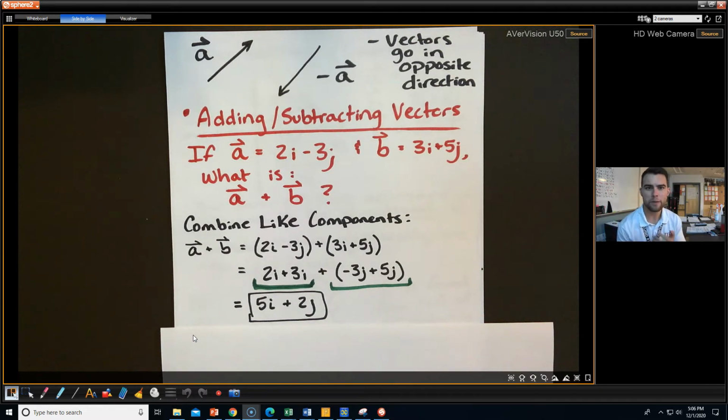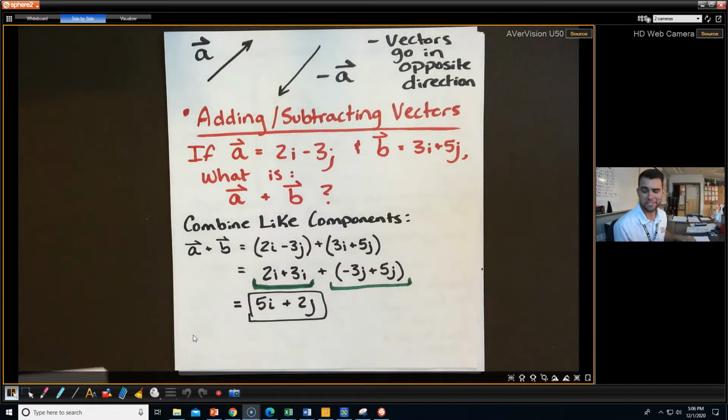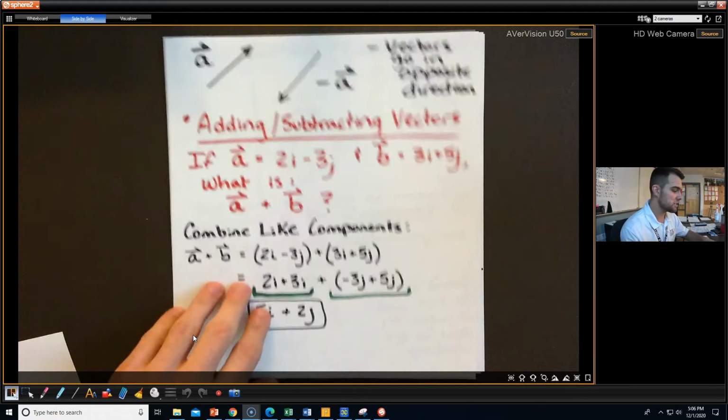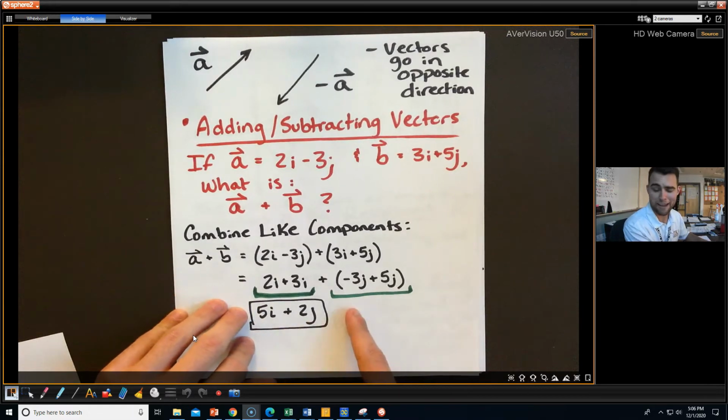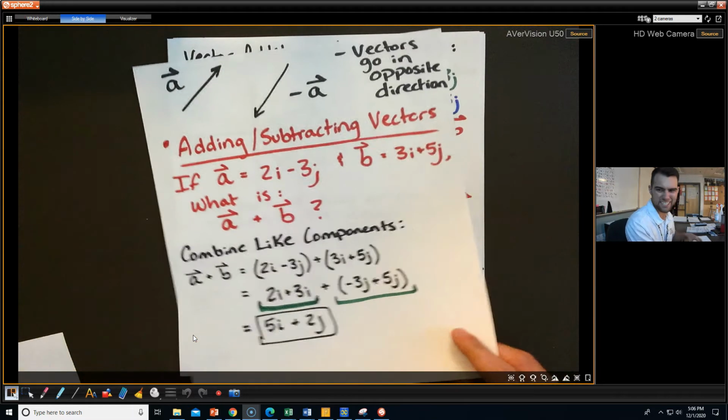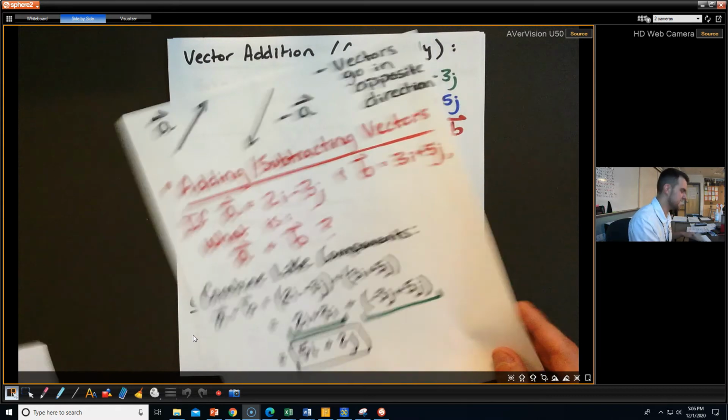But to see that a little bit graphically with the actual vectors, let's see how to add vectors if we're not doing it algebraically. Okay, I guess that's not really algebraically. Yeah, it's algebraically.